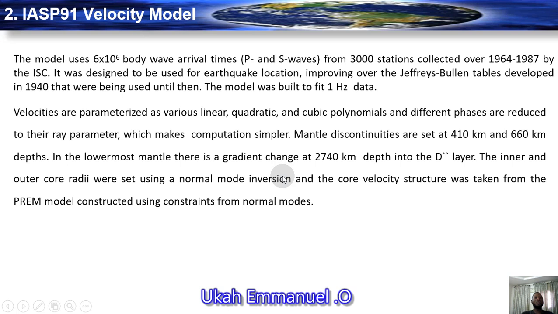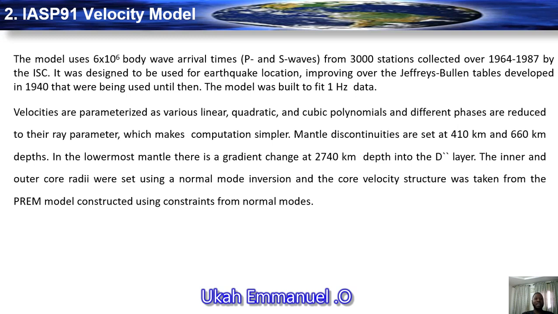Good. So let's go to the second model. We'll be talking about the IASP91 velocity model. This model was produced by a commission on earthquake algorithms of the International Association of Seismology and Physics of the Earth's Interior. So it's basically built to fit one-frequency data and locate earthquakes in some cases. Like I told you, that is the major reason for one-dimensional reference Earth models, to locate the earthquake and, you know, get the positions.